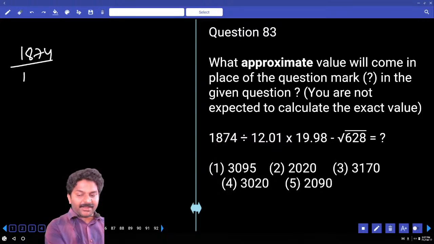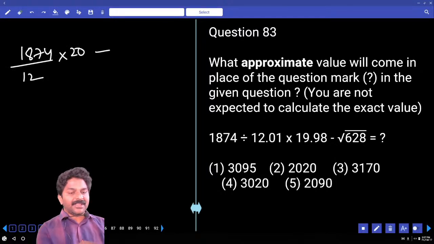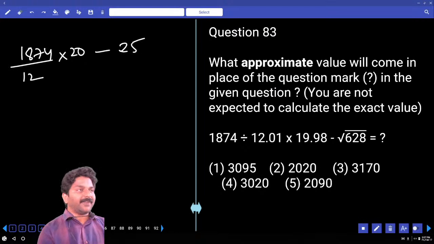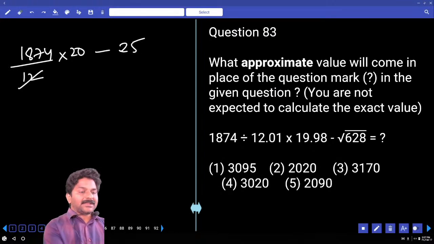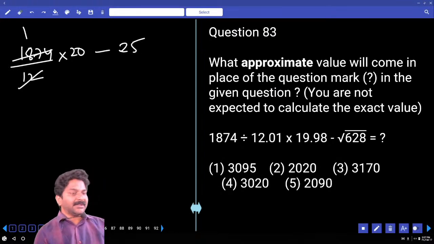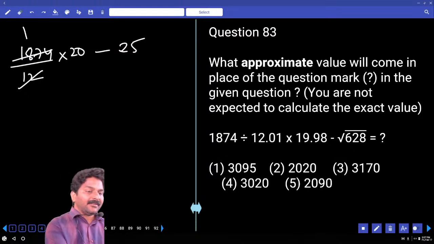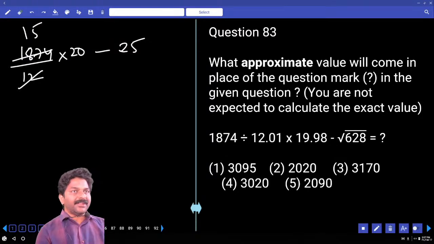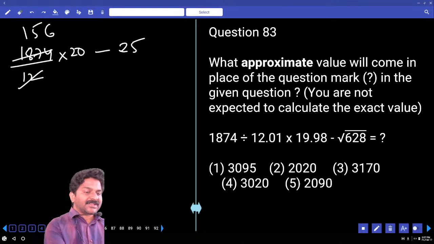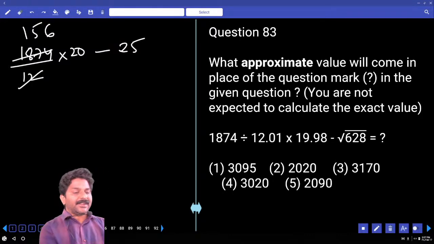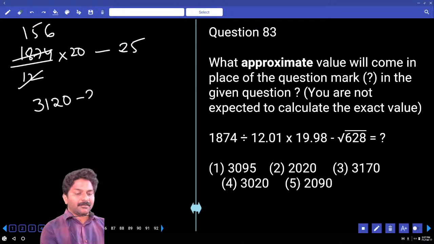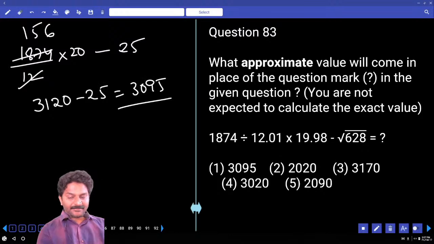1874 divided by 12 into 20 minus under root of 628, 25. Cancellation with 12 once. 67, 5 times. 74, 6 times. 150, 620 times. 3120 minus 25, 3095.